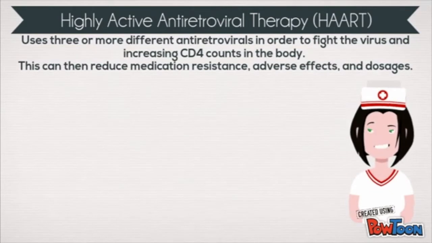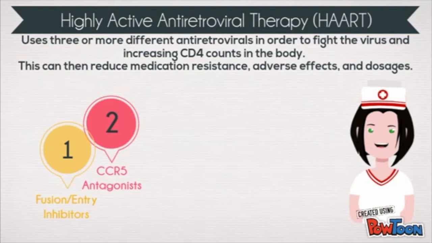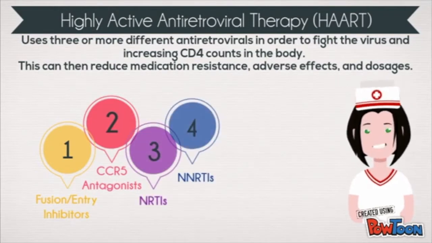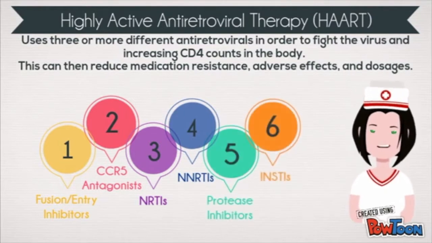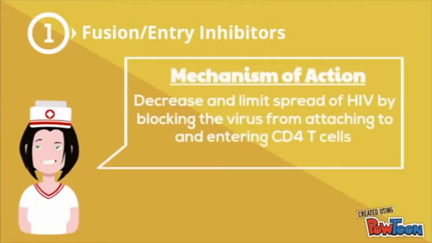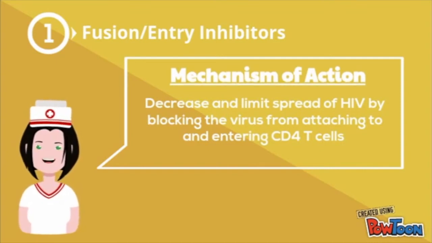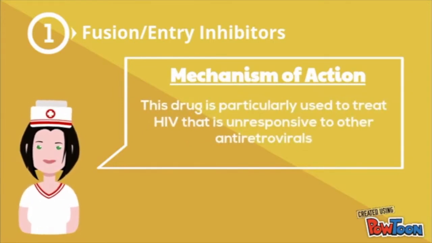The drug classes are 1. Fusion entry inhibitors, 2. CCR5 antagonists, 3. NRTIs, 4. NNRTIs, 5. Protease inhibitors, and 6. INSTIs. Fusion entry inhibitors decrease and limit spread of HIV by blocking the virus from attaching to and entering CD4 T cells. This drug is particularly used to treat HIV that is unresponsive to other antiretrovirals.